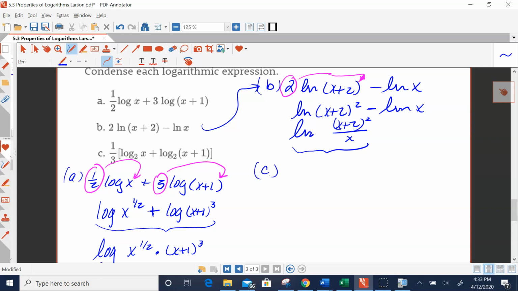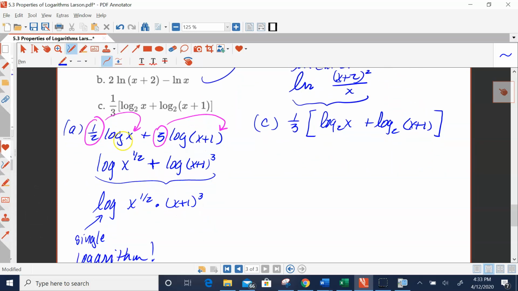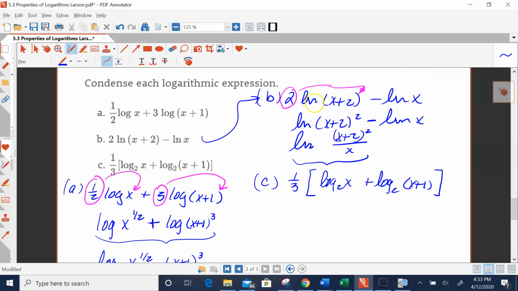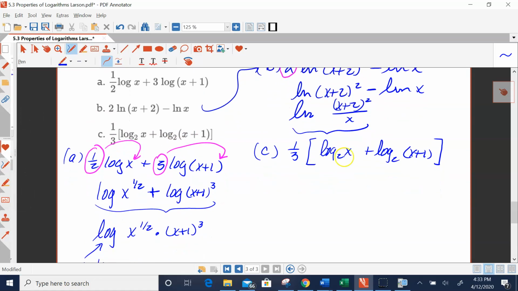Let's look at C. 1/3 brackets log base 2 of x plus log base 2 of x plus 1. Remember, when the base is not written on your logarithm, like part A, it's understood to be base 10. This is log base 10. When you have an ln, it's understood to be log base e. Well, this log is actually written out. It is log base 2.